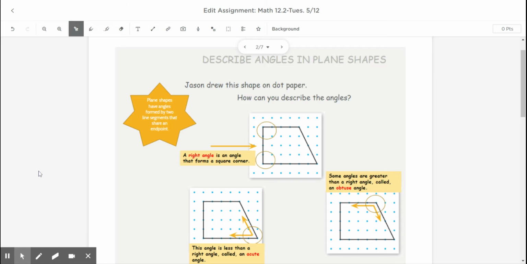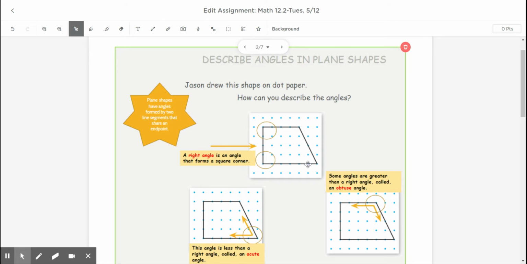We're going to learn how to describe angles in plane shapes. So plane shapes have angles formed by two segments that share an endpoint. Jason drew this shape on dot paper. How can you describe the angles?